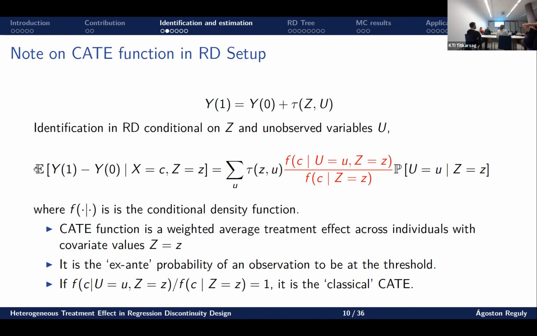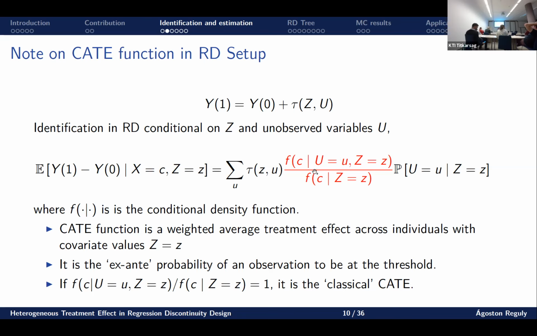Now this k function is going to be a weighted average of these treatment effects, and the weights are the probability of you having the unobserved variable u given your observed variable, and this fraction. And if you are in just a simple experimental design, this is just one. Okay, so it's not existent. So what is this fraction?